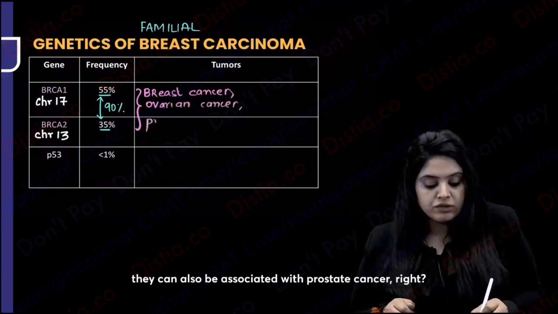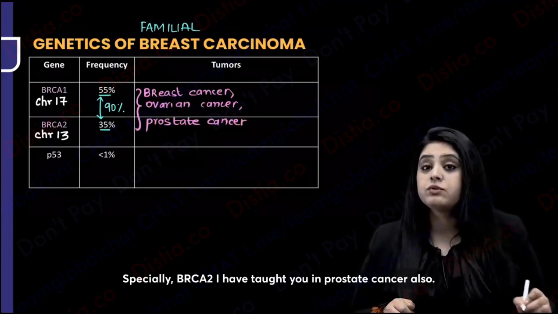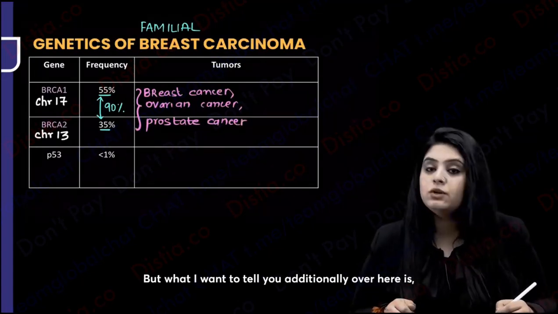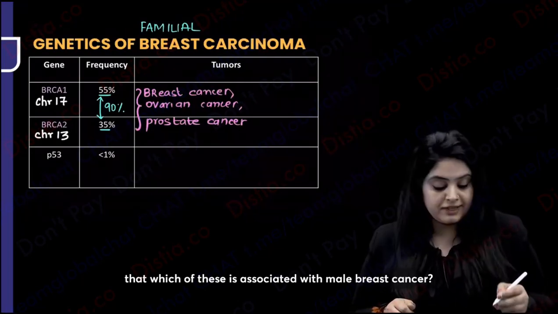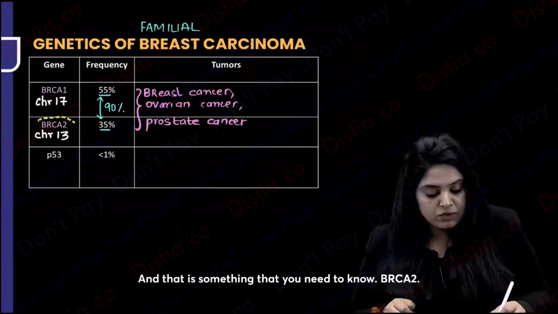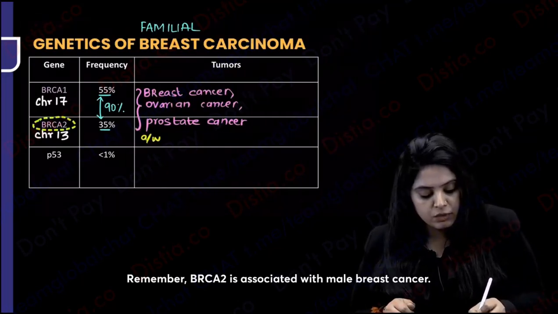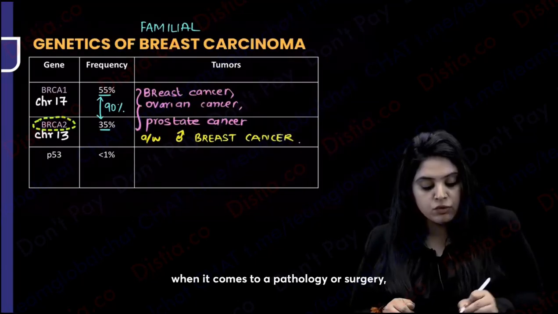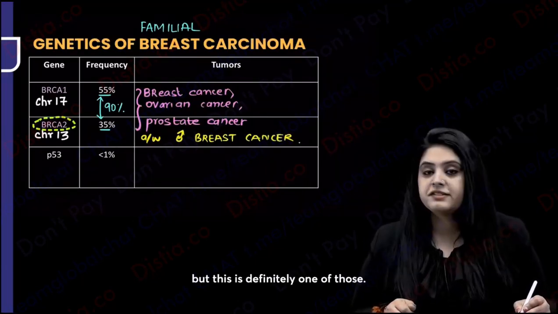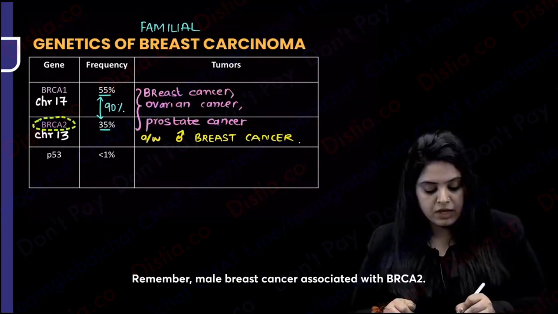They can also be associated with prostate cancer, right? Especially BRCA2, I have taught you in prostate cancer also. But what I want to tell you additionally over here is which of these is associated with male breast cancer. And that is something that you need to know. BRCA2. Remember, BRCA2 is associated with male breast cancer. There are not too many male breast cancer things that you would have to know when it comes to pathology or surgery, but this is definitely one of those. Remember, male breast cancer is associated with BRCA2.